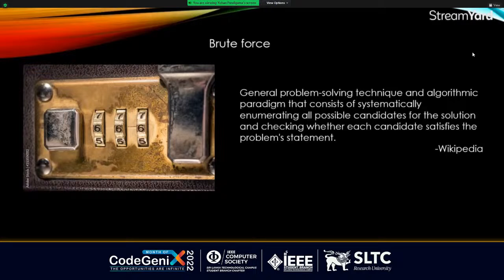So Wikipedia says it's a general problem solving technique, an algorithmic paradigm that consists of systematically enumerating all possible candidates for the solution and checking whether each candidate satisfies the problem statement. I will put it in my words. In brute force, you try out all the possibilities, right? You list down all the possibilities, starting from one end, you try out each one at a time, until you find the solution. So in brute force, you will try everything from one end to the other end, one by one, until you find something similar to the solution that you expect. And when you are happy with it, you will stop.